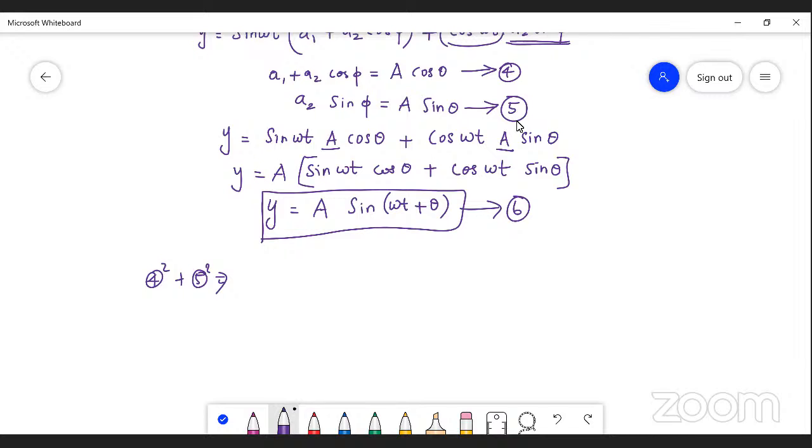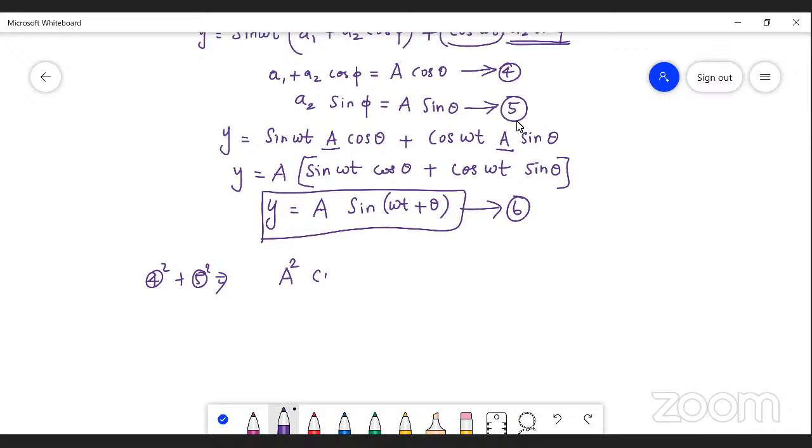Hello? Anybody? Can you hear my voice? Yes, sir. What is this? A 4 square plus 5 square equations. What is this? Yes.